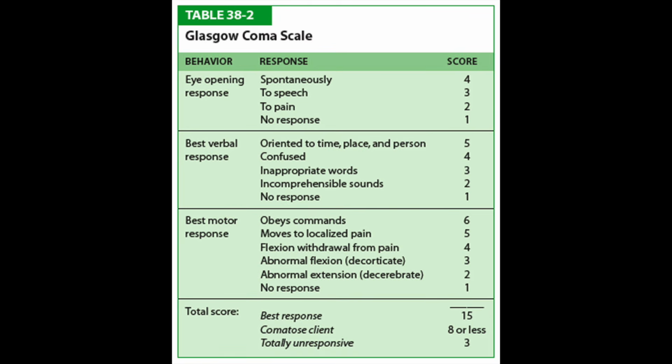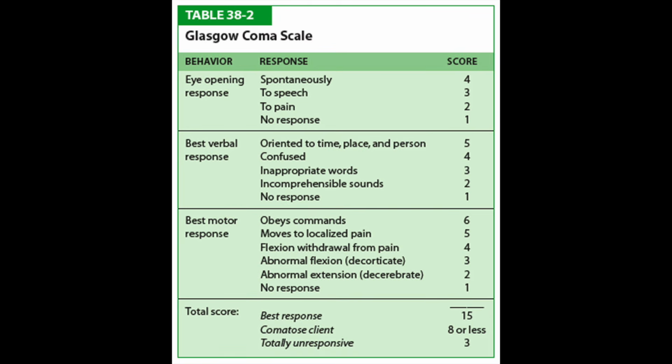So when you use the sternal rub to apply pain and the patient finds your hand and moves it away, this is called localizing to pain, and they get a score of 5. If the patient just moves their entire body away from the pain, this is called withdrawal from pain, and they get a score of 4.